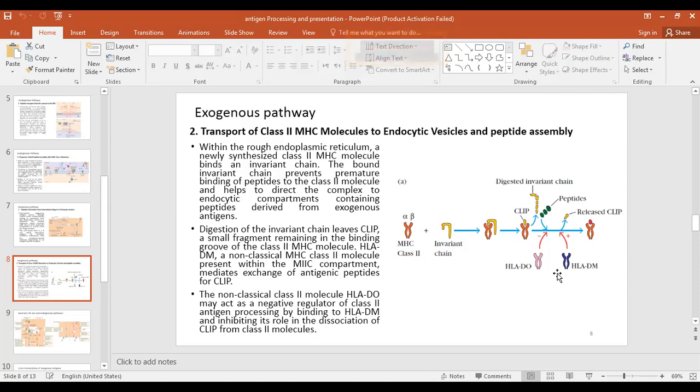But when, for example, a peptide binds to class II and makes a strong bond, it is harder for HLA-DM to displace it with another peptide. So this becomes the end result, the MHC class II bound to an antigen, which later is transported to the cell surface.